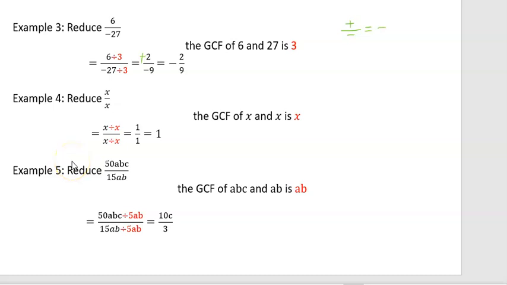And this method also works with expressions with variables. So first, when we have x divided by x, you look for what they have in common, x and x, of course, and they both have x. So the greatest common factor is x. And so we can divide both the top and the bottom by x to get 1 over 1, which is 1. But if you really think about it, this literally means x divided by x. So any number divided by itself, you will get 1.